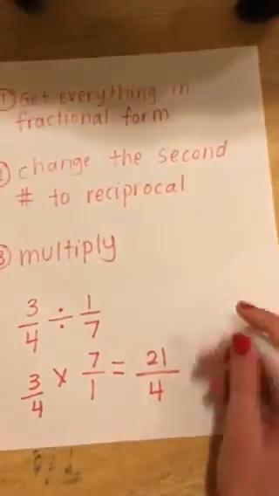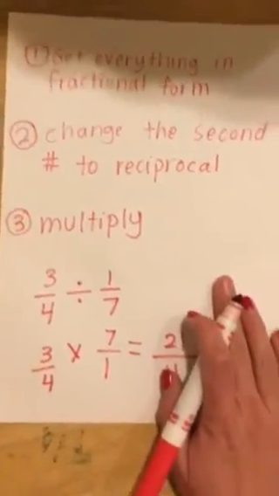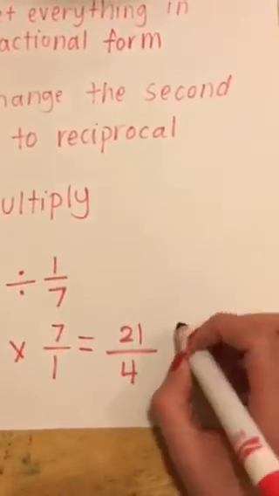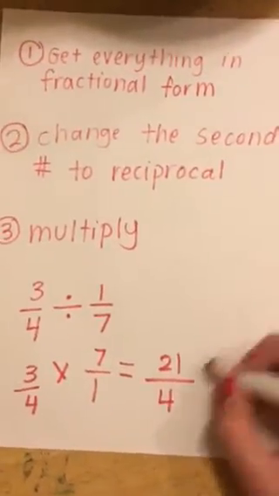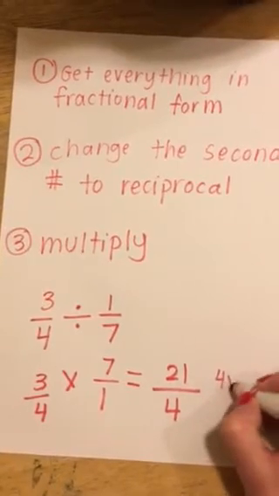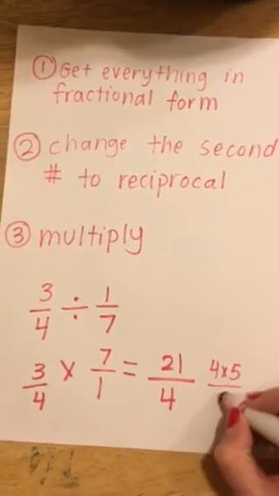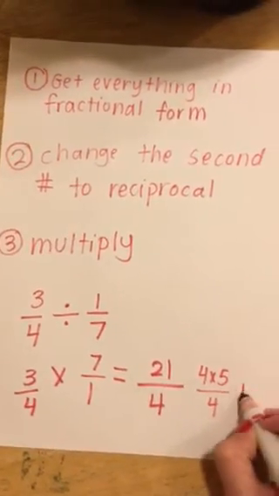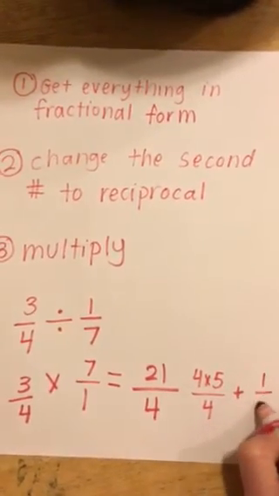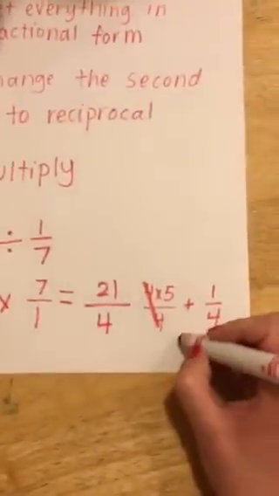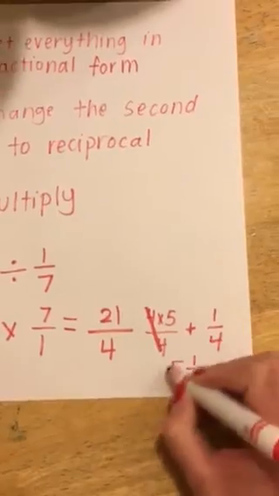So I would figure out what that was as a mixed number. Okay, let's figure it out. So I'm doing 4 times 5, and that's 20, plus 1/4. I can actually cancel those out. I didn't even teach you that style, but that's one style. 5 and 1/4 is my answer.